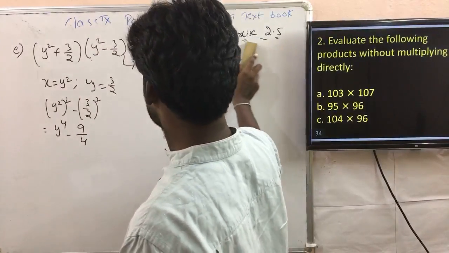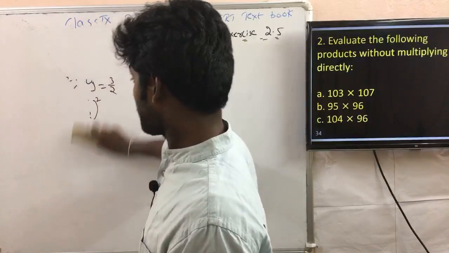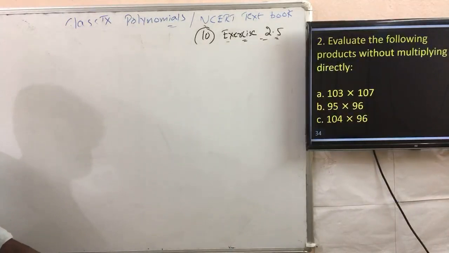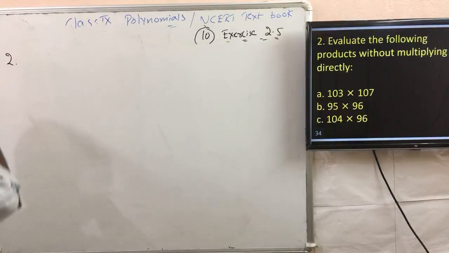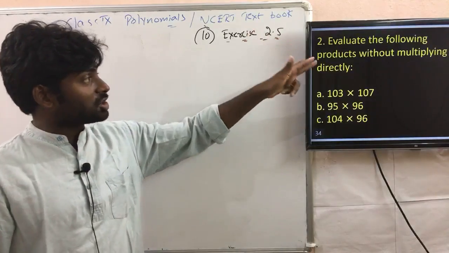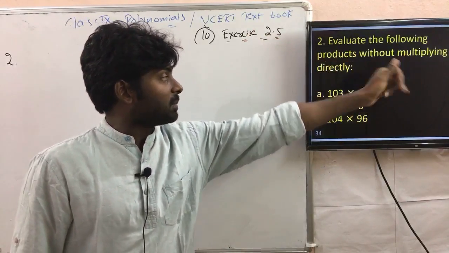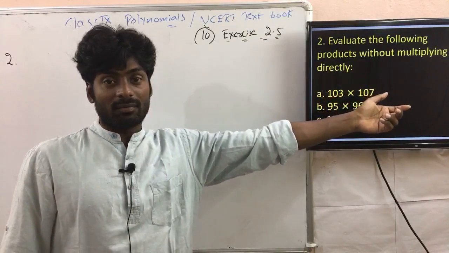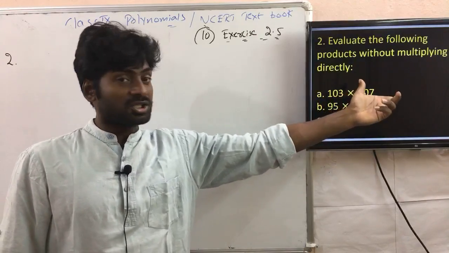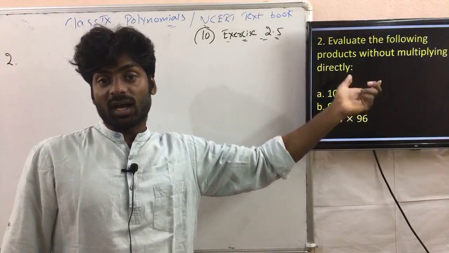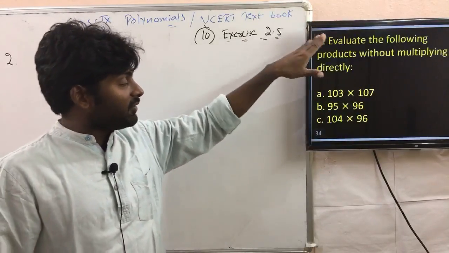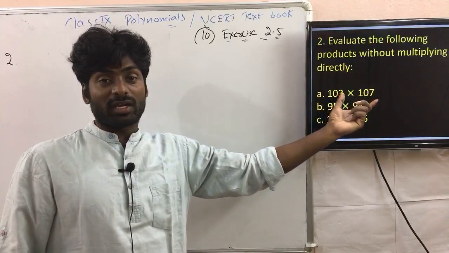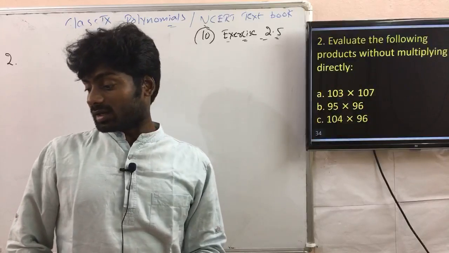We can move to the next one. With this we completed the first question in exercise 2.5. So moving to the second question. See the screen once. It asks to evaluate the following products without multiplying directly. You already learned in the third and fourth class direct multiplication of 103 into 107. But here we are not going with direct multiplication. We are using the identities. That means using identities we have to get the product of 103 into 107.